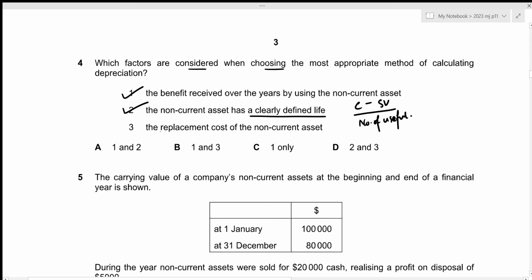Then the third one is the replacement cost of the non-current asset. So replacement cost will only incorporate our carrying value or the net book value, which does not really concern our depreciation. So this is incorrect. The answer we're looking for is 1 and 2, which is given in option A.